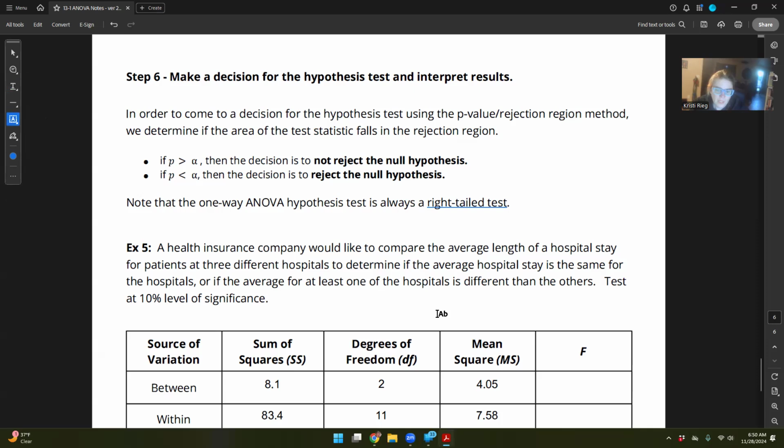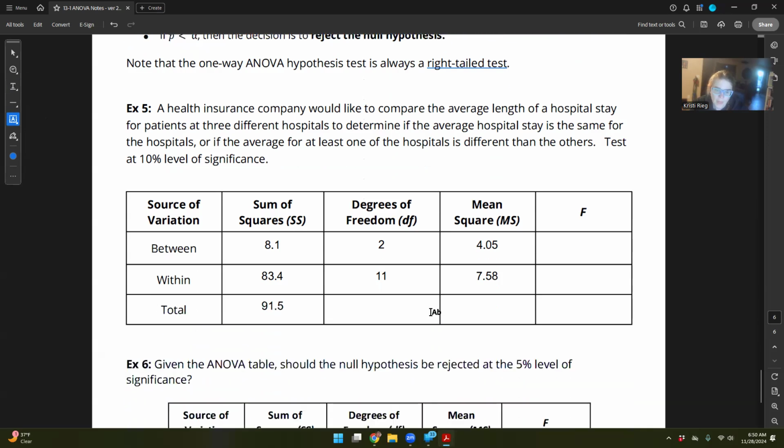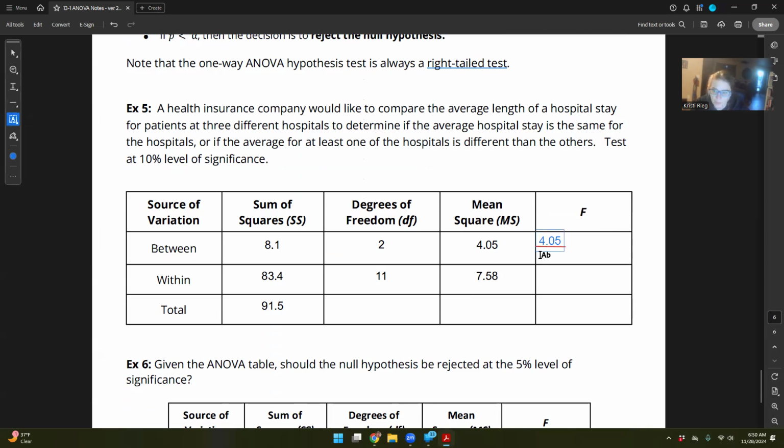Okay. So let us look at just a few examples of one that's mostly done for you. I don't even want to go over any of the calculations because I think it'll be scary. What we're going to do is find F. F is the fraction 4.05 divided by 7.58. Why? Because I said that F was this fraction, mean square between divided by mean square within. We will get a lot more details about these calculations in the next video.